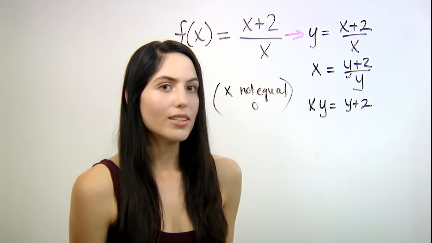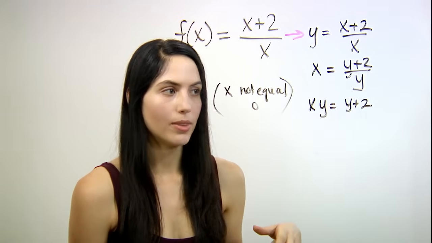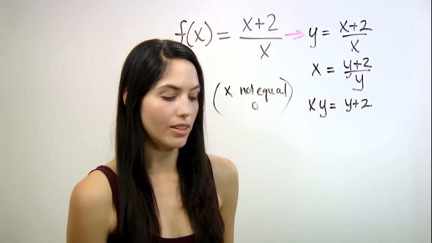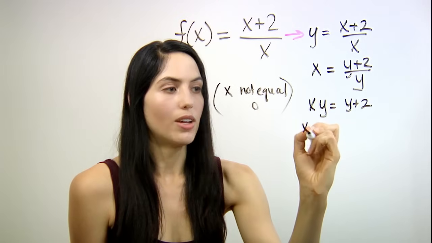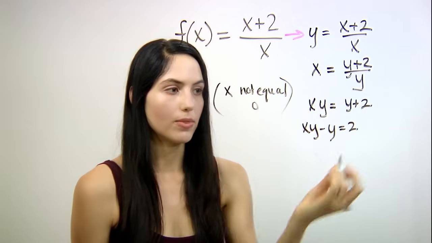Then if you want to get y alone, you'll need to have all your y's on one side. So why don't we just bring this y over to the left by subtracting it from both sides. So you get xy minus y equals just 2.